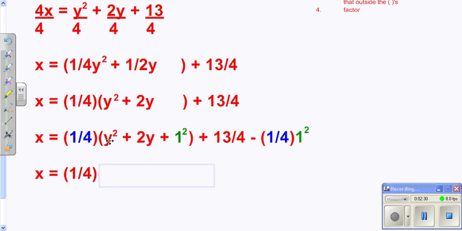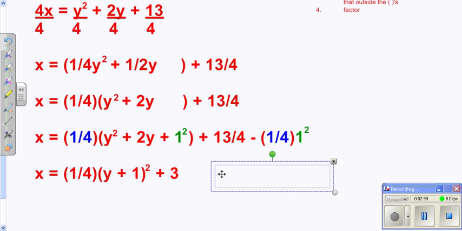Factor this. What's being squared in the beginning is a y. Take the first sign. What's being squared at the end is a 1. And then that's all squared. And then you'd have 13/4 minus 1/4, which is 12/4, which reduces down to 3.